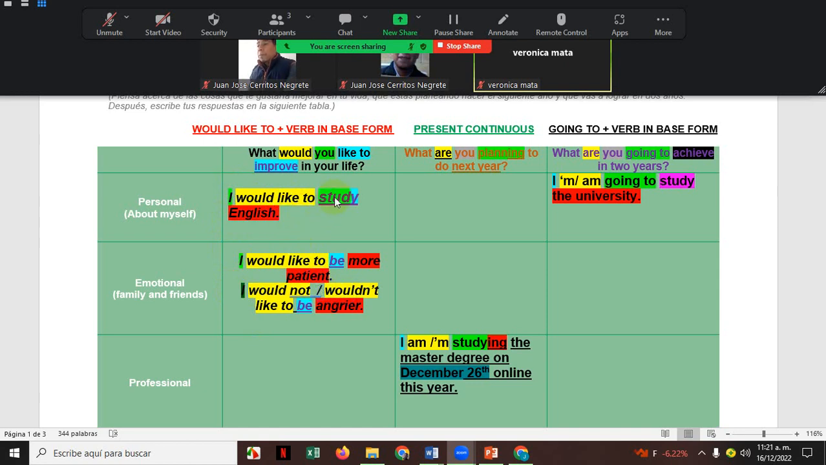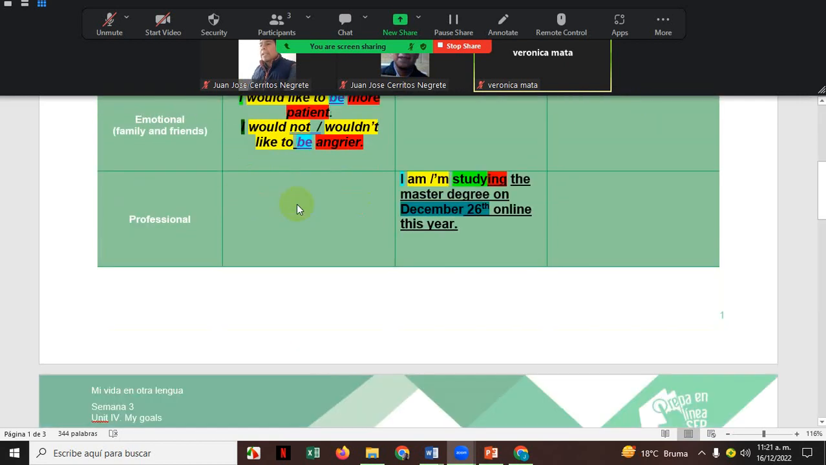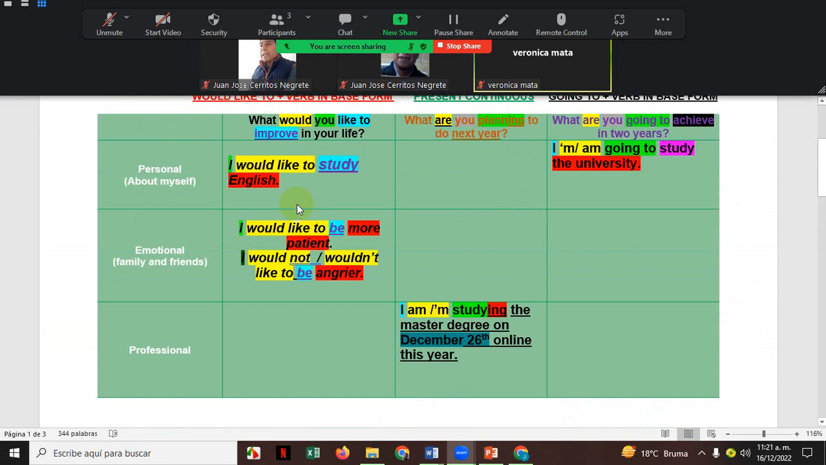The main verb of the sentence, which is in blue color, underline it in the base form, and the complement in red color. You can use other colors. It's not necessary to use the same colors as me, but highlight these elements in each sentence. So you're going to use would like to, according to this structure I highlighted here.